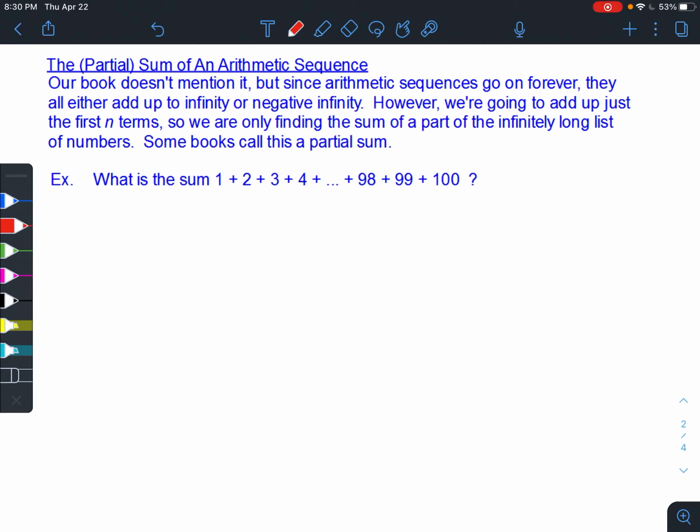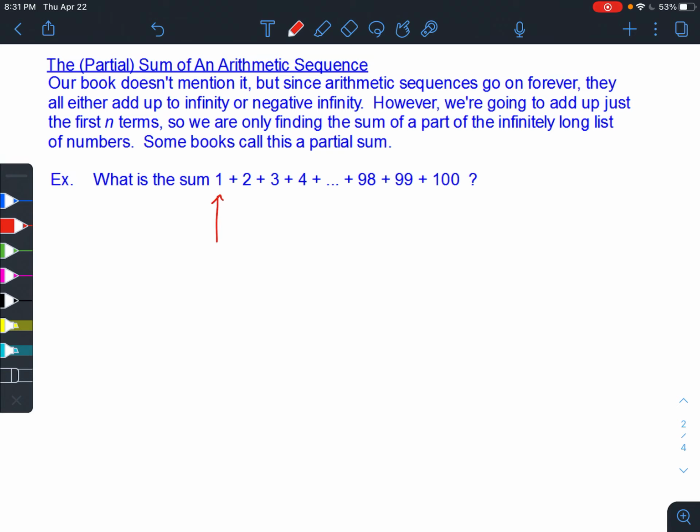Now, some books call this a partial sum. Ours doesn't, but if you ever see the phrase partial sum, don't freak out. They're just saying, hey, instead of adding an infinitely long list, we're just going to add some of them. So for example, what is the sum of 1 plus 2 plus 3 plus 4, all the way up to 100? Now you might think you're going to have to wear out your calculator to do that, but brace for impact, it's actually not quite so bad if you put a little bit of thought behind it.